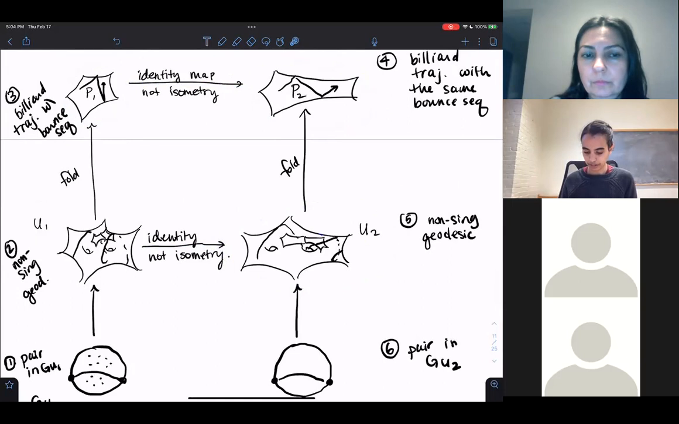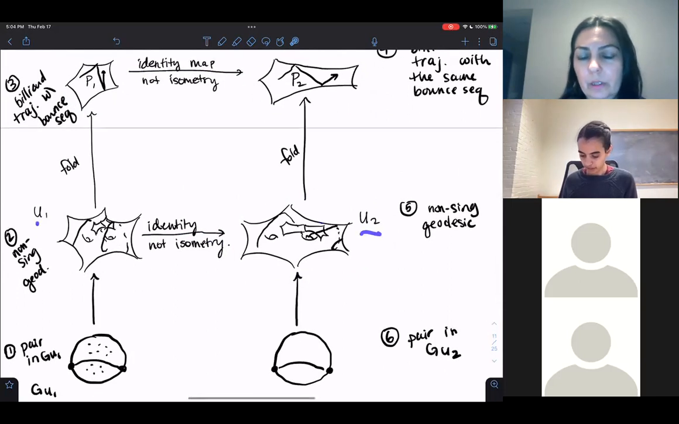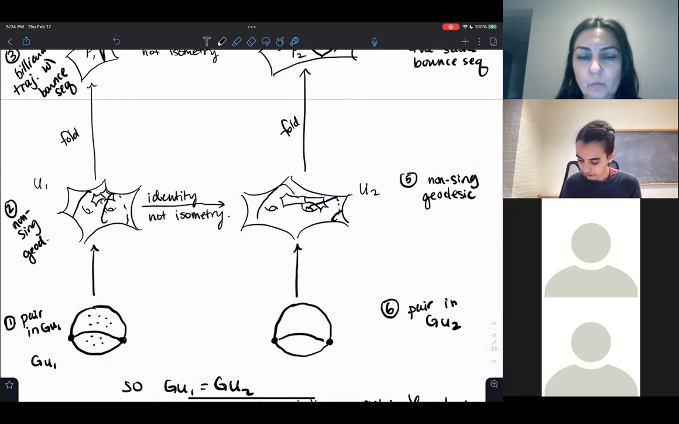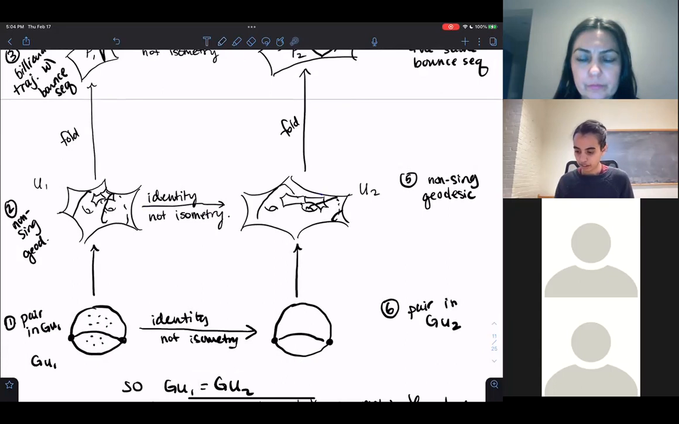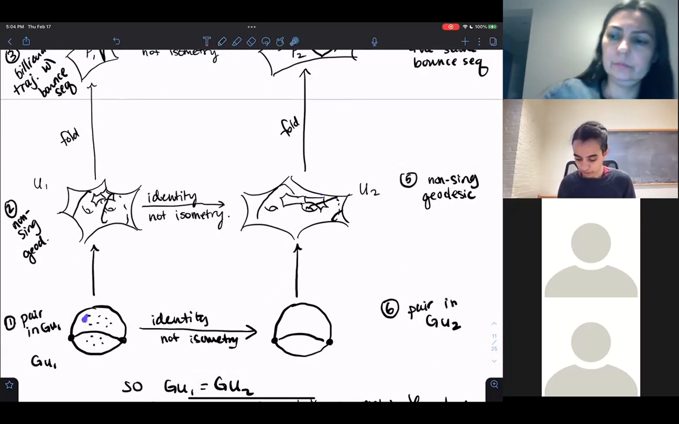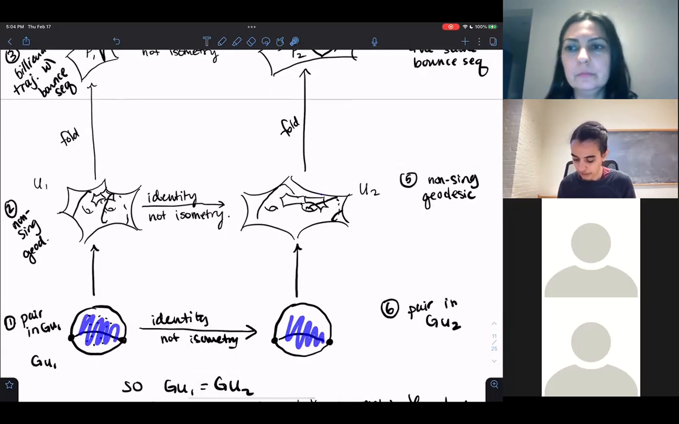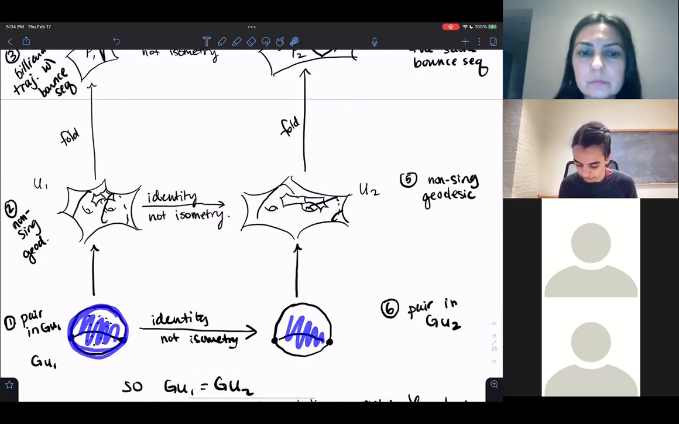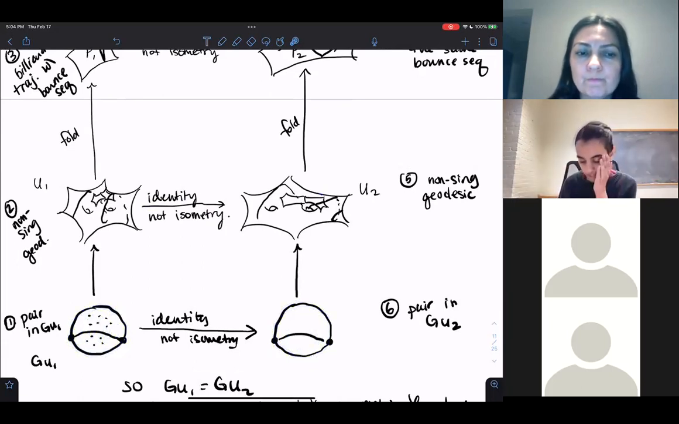Now I look at the universal cover of U1 and U2. So that's here. It's almost like the hyperbolic plane, but it has these cone points in it. And I lift the deformation again. So this is again identity, but not isometry. This will deform the inside, but it will be identity on the boundary. I mean, it's identity map. Just the metric is changing. It's deforming the metric, but yeah, I'm not being clear.